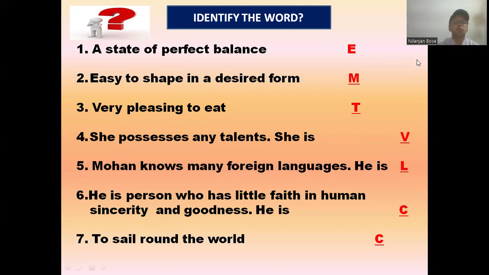Moving to question number 2. Easy to shape in a desired form. If you're a student of a science background, then definitely you are quite acquainted with this particular word. But if you are not, still you can know that particular word. Easy to shape in a desired form. It should be malleable, right? It should be malleable. Isn't it easy? Yeah, of course, because you are quite familiar with this word. Let us move to question number 3.